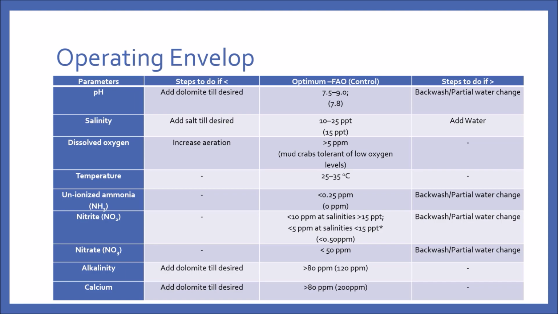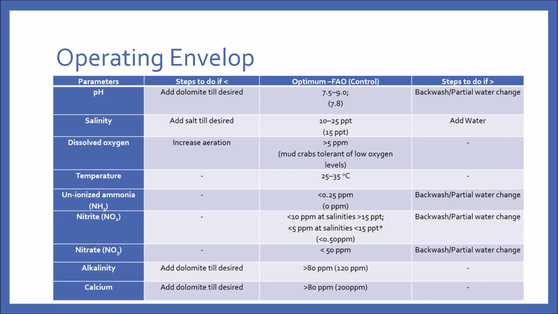Lastly, calcium. RAS system design for crustacean is very different from farming fish or other species because crabs will uptake calcium from the water. One good way to maintain enough calcium in the system is to add dolomite, or calcium chloride will do the trick as well. Ideally, you want to be maintaining calcium at about 200 ppm.